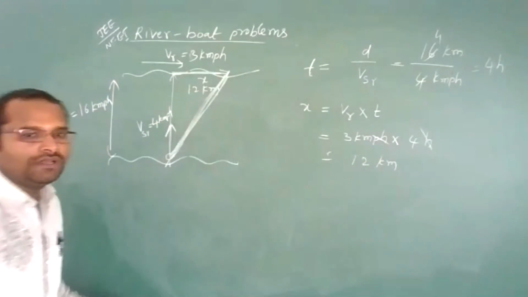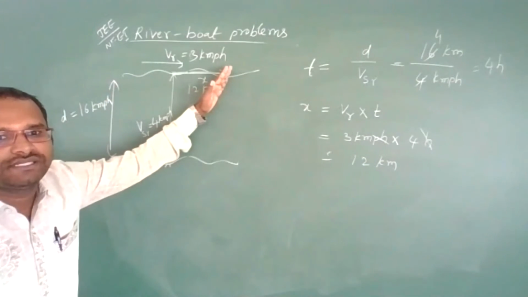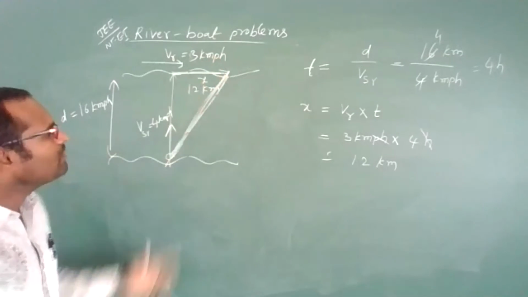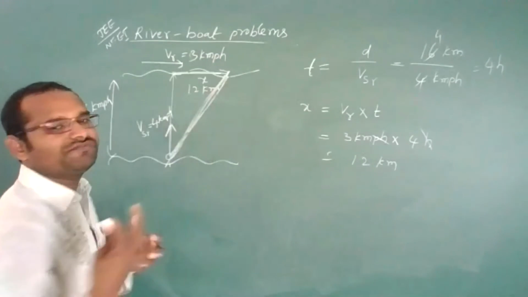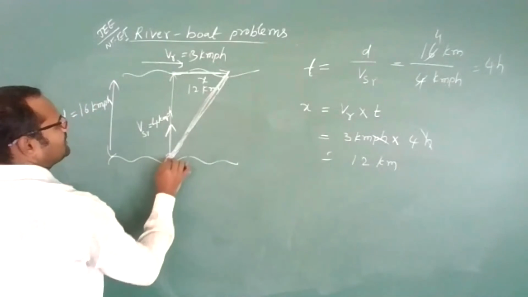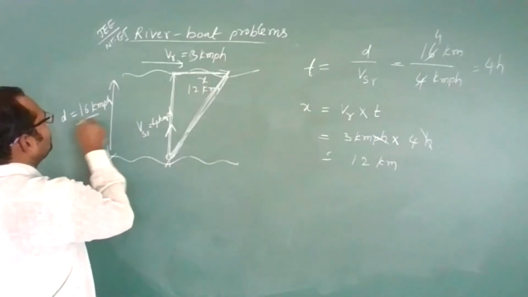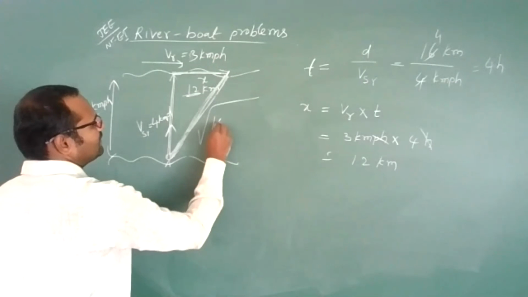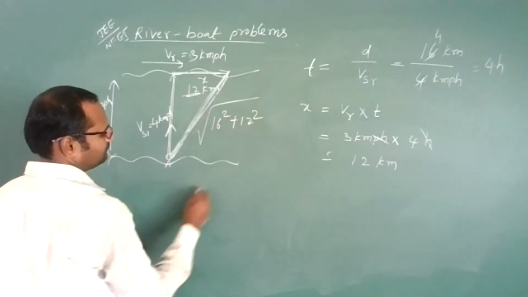He has swum for this total distance. He has not swum for only this distance. How much distance has the swimmer traveled? This is a right-angled triangle. This value we know, this value we know. Can you find this? Yes, it is equal to root of 16 square plus 12 square.